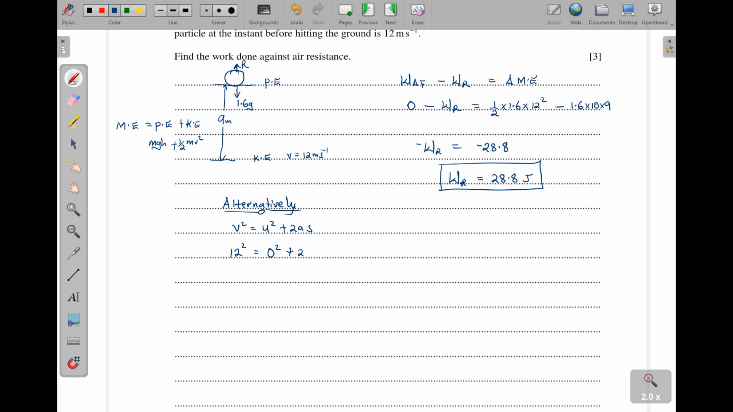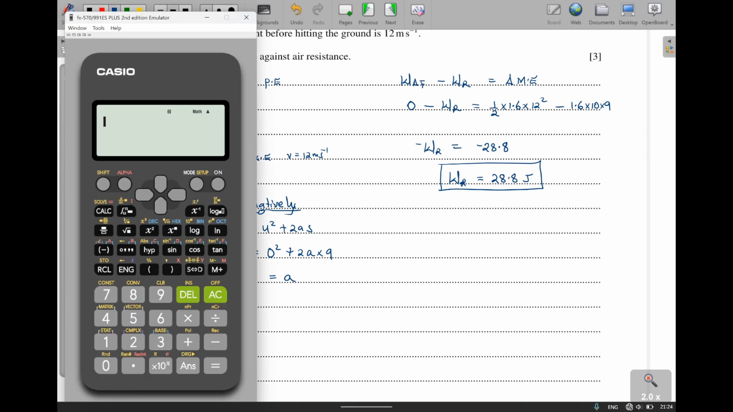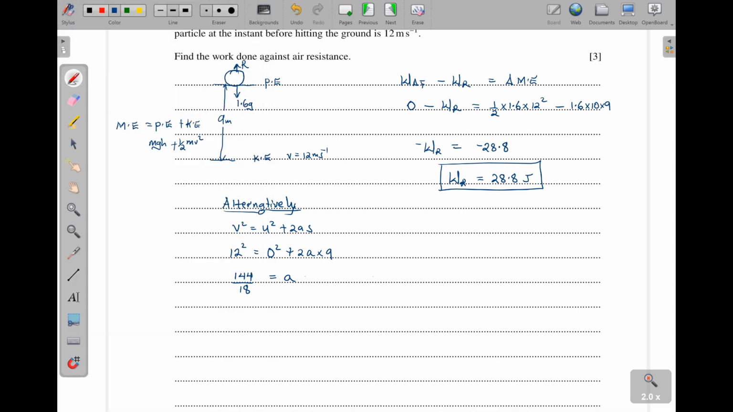Since there is resistance to motion, the acceleration is no longer 10. So we need to find the acceleration of the particle. The distance traveled is 9 meters, so times 9. Meaning the acceleration will be equal to 144 divided by 18, because 2 times 9 is 18. 144 divided by 18 gives us 8. So our acceleration is equal to 8 meters per second squared.